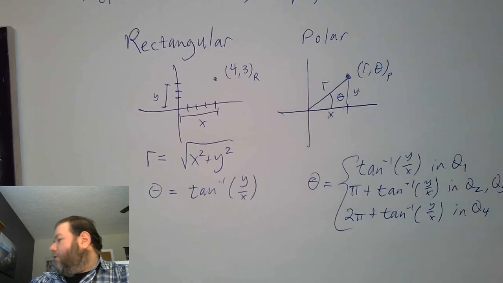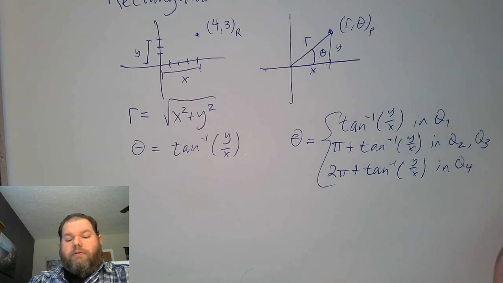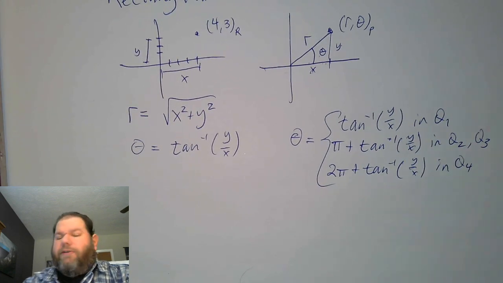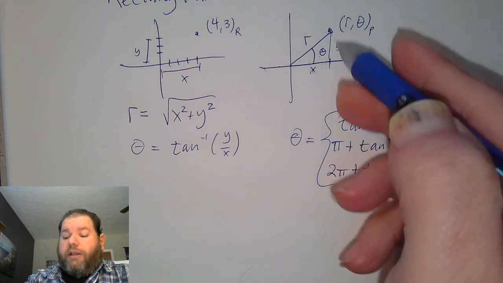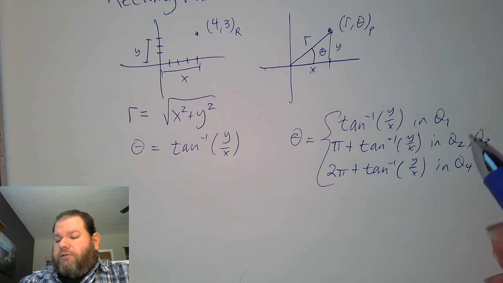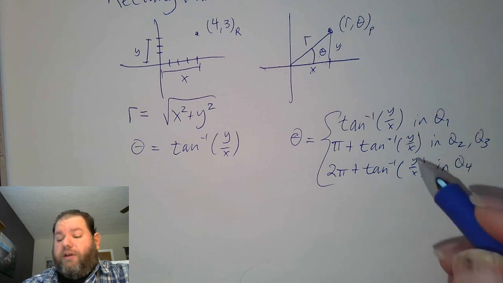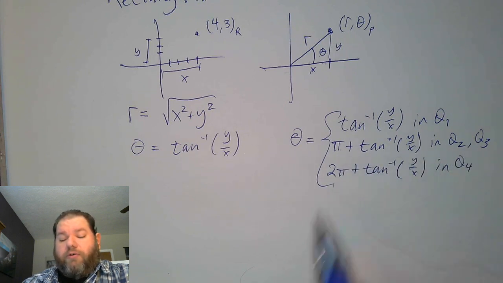Oops. There we go. So that gives us a little bit more of an accurate representation of the value of theta. Just in quadrant 1, like this one is, we can just simply do the inverse tangent. But if we happen to be in one of the other quadrants, then we need to adjust accordingly.